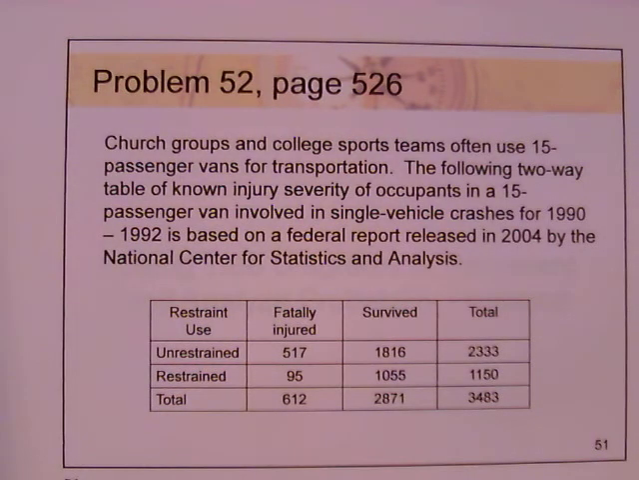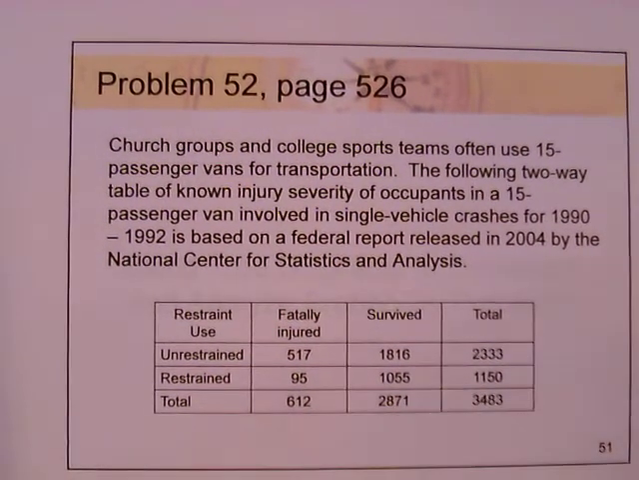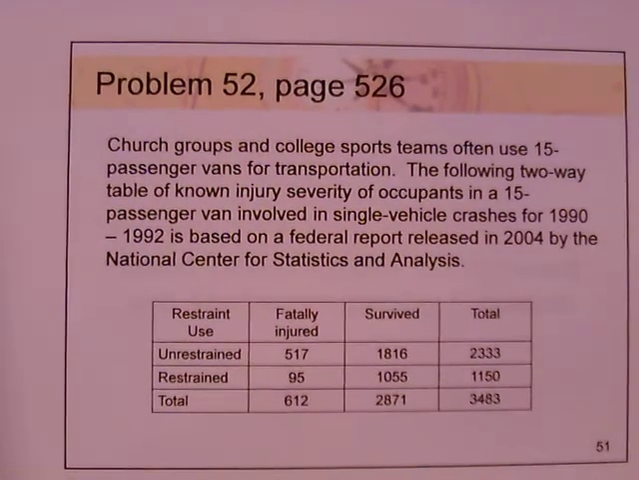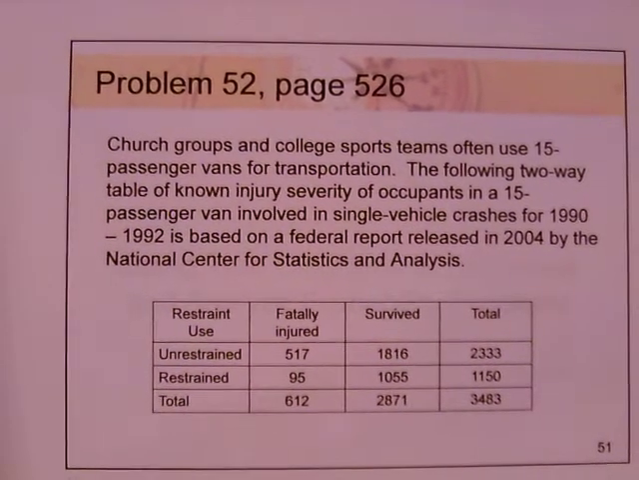Church groups and college sports teams often use 15-passenger vans for transportation. The following two-way table of known injury severity of occupants in a 15-passenger van involved in single vehicle crashes for 1990 to 1992 is based on the federal report released in 2004 by the National Center for Statistics and Analysis. So here, this is what the table looks like. And this is where we're going to be using conditional probability. I'm going to show you how conditional probabilities can reduce your sample size.